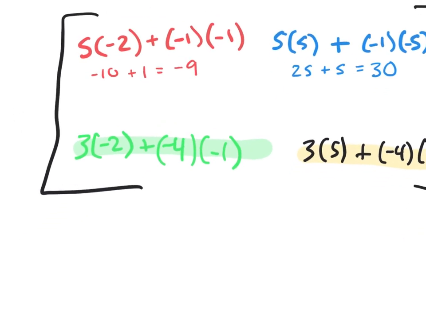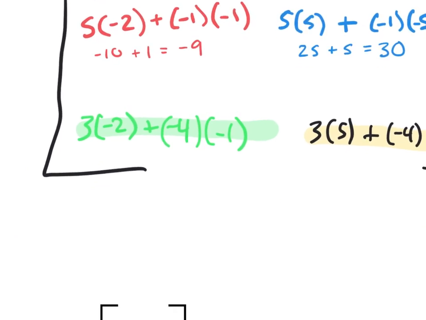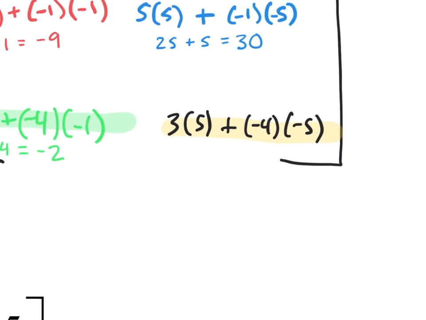$30. All right. What do we do next? What's 3 times -2? -6. And -4 times -1? 4. What's -6 plus 4? -2. And then finally, our last one.